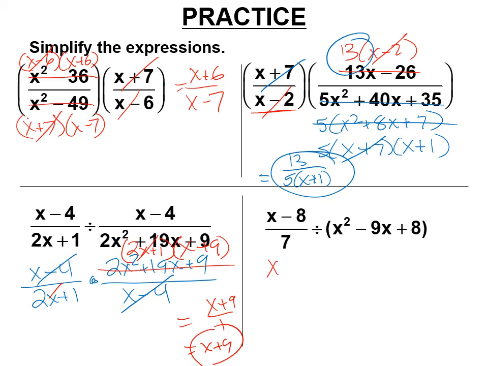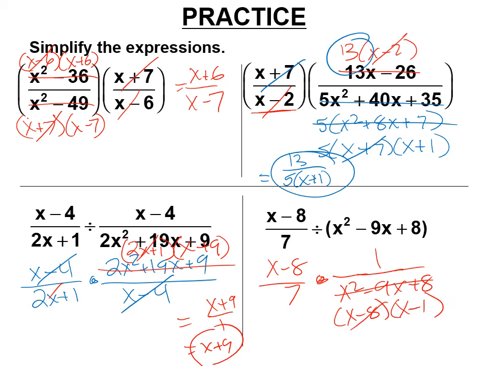Next one, so you leave the x minus 8 over 7, and then you multiply by the reciprocal of that, 1 over x squared minus 9x plus 8. We're looking for an x minus 8 out of that. X minus 8 times x minus 1, yes. And so this would be 1 over 7 times x minus 1.